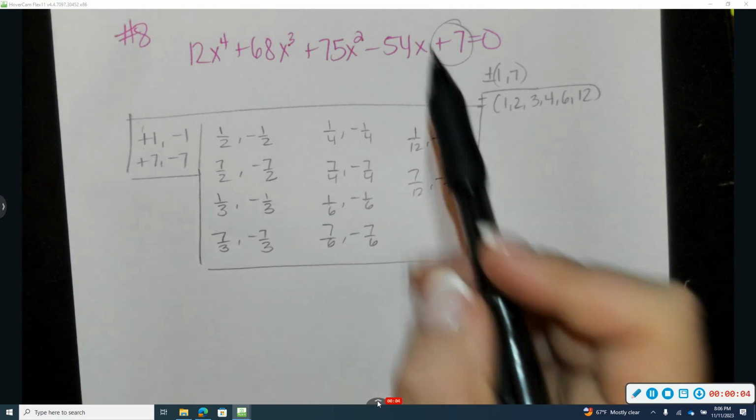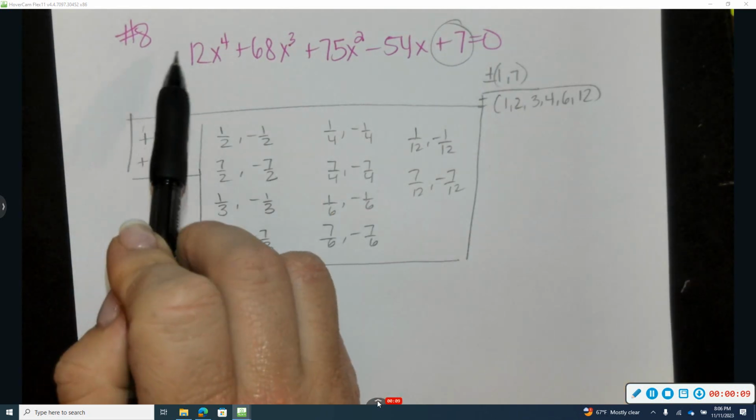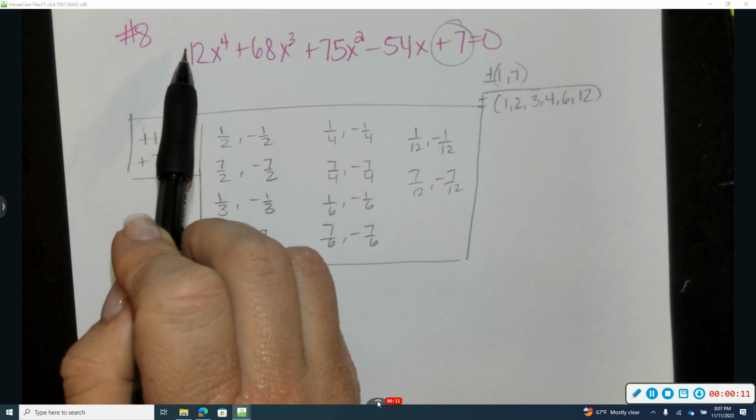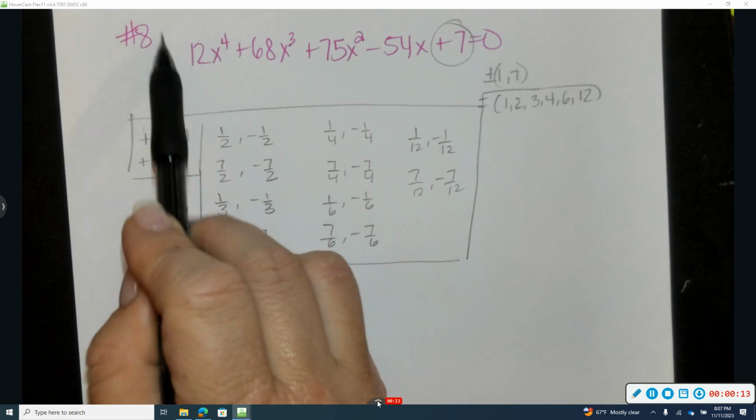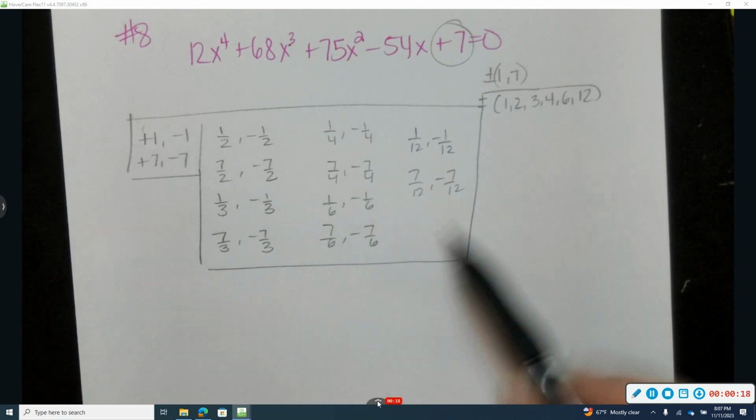So I went ahead and identified what the constant was and the factors of the constant. That will always go in the numerator for the rational root theorem. And then I'm going to use the leading coefficient of 12 and list all of the factors of 12. So how do we come up with these?